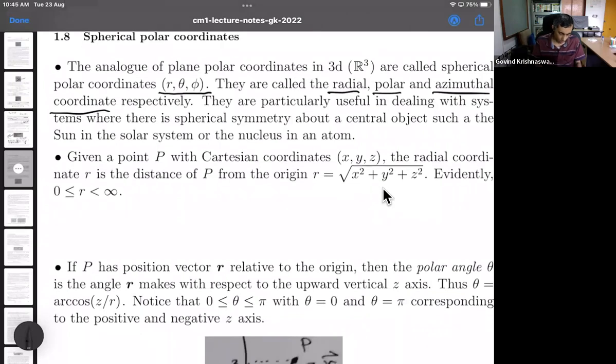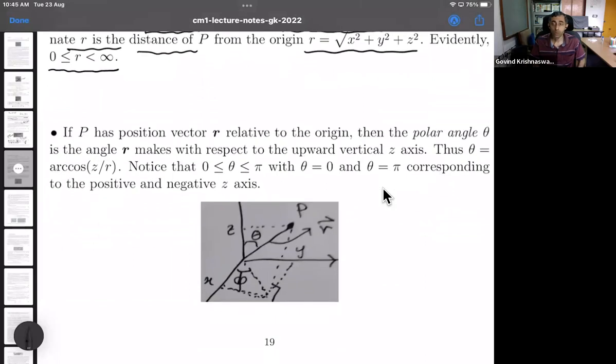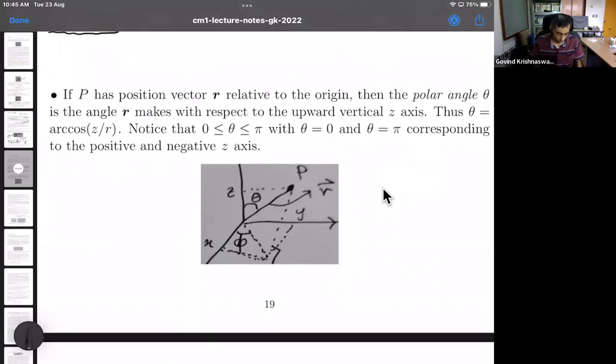Given a point P with Cartesian coordinates x, y, z, the radial coordinate is simply the distance of P from the origin. That is given by a simple formula. r is simply the square root of x squared plus y squared plus z squared. And we notice, of course, that r is a positive variable, 0 to infinity. Now we need to define these polar and azimuthal angles. Let us look more carefully.